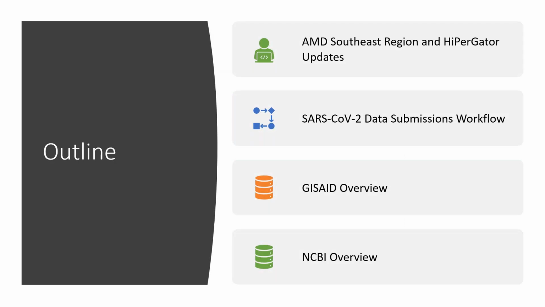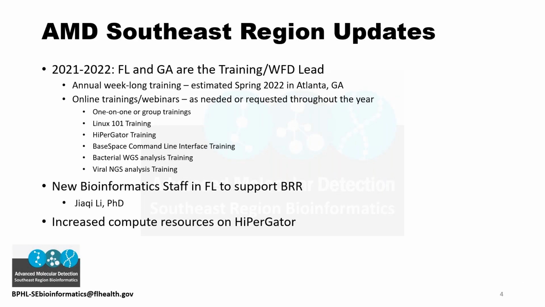So for today's outline, since we haven't had a call in a while, I'm going to first give some region updates and some HiPerGator updates. We'll go over a general SARS-CoV-2 data submissions workflow overview, go over GISAID. I'm going to show you some examples of how to pull data from GISAID for your own use, and go through an NCBI overview as well.